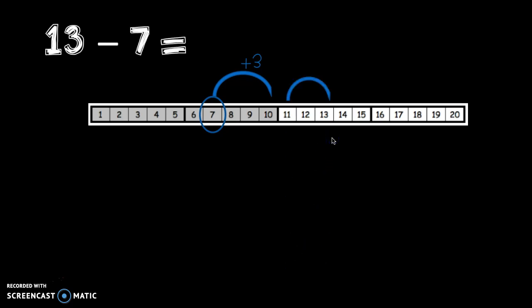Did you say 3? Yeah, you're right, because 3 would be the other part. So that must mean that 13 minus 7 is equal to the 3 plus 3, or 6.